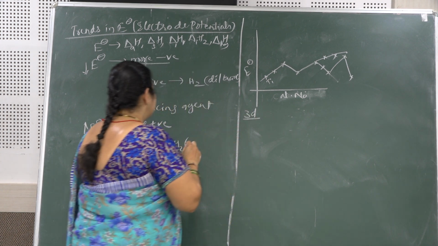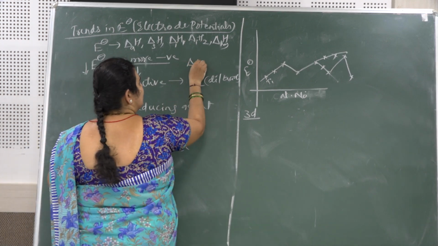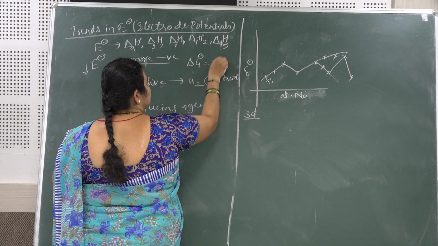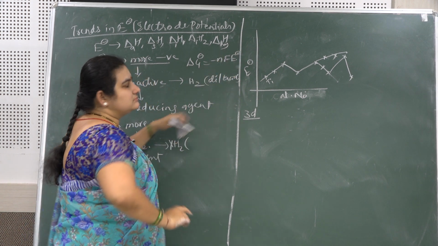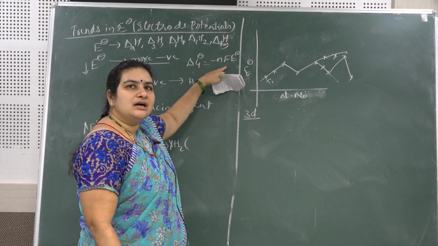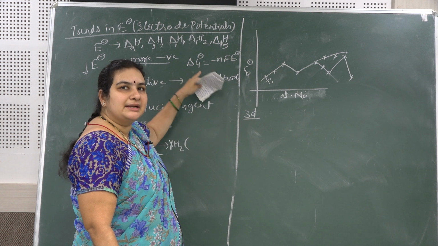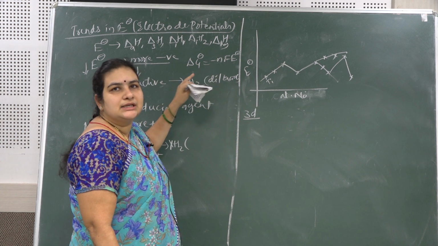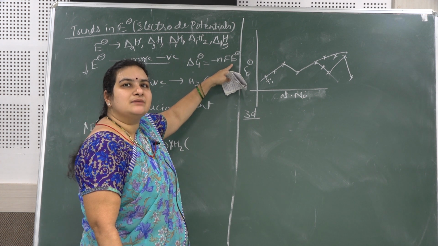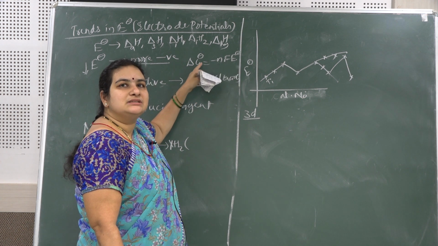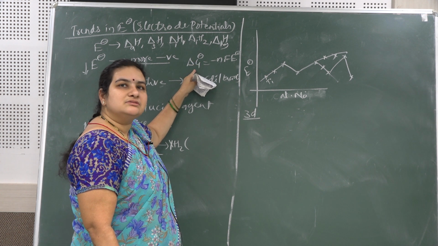Here we can give the relation ΔG = -nFE°, so the more negative the electrode potential, the more negative ΔG will be, so the reaction will be spontaneous. Otherwise, if E° becomes positive, then ΔG also becomes positive and the reaction becomes non-spontaneous.